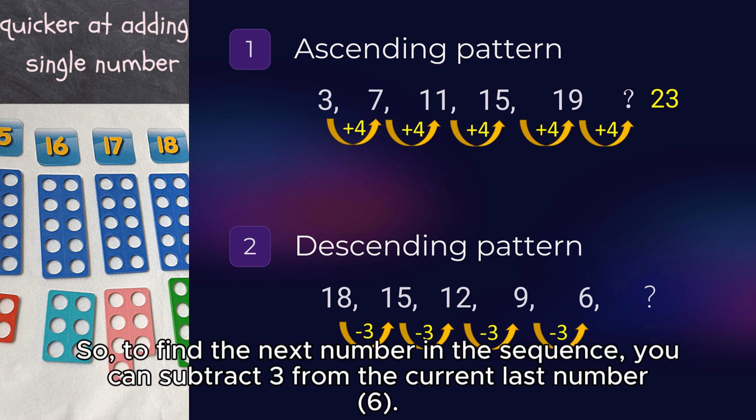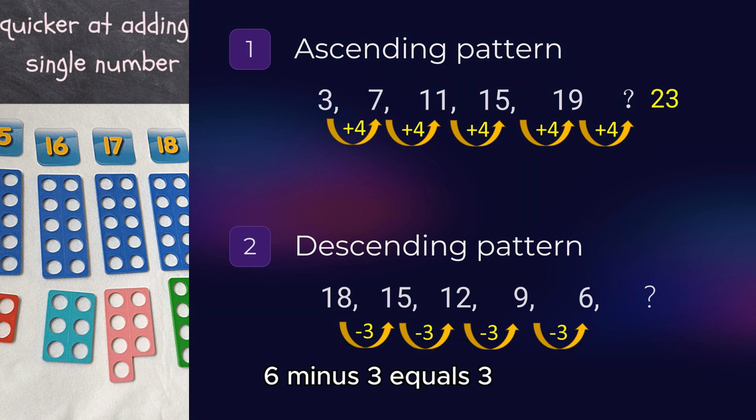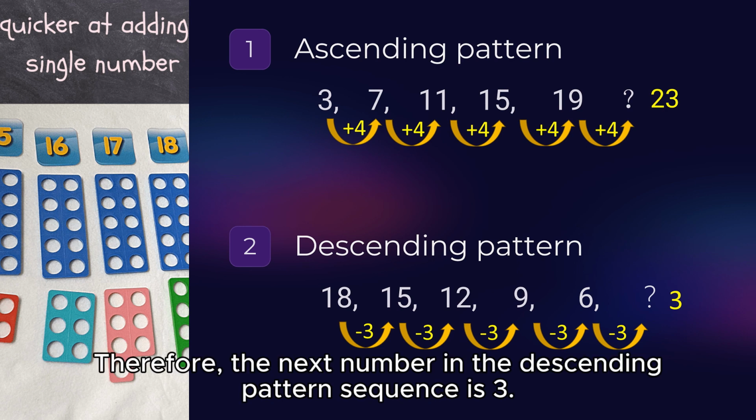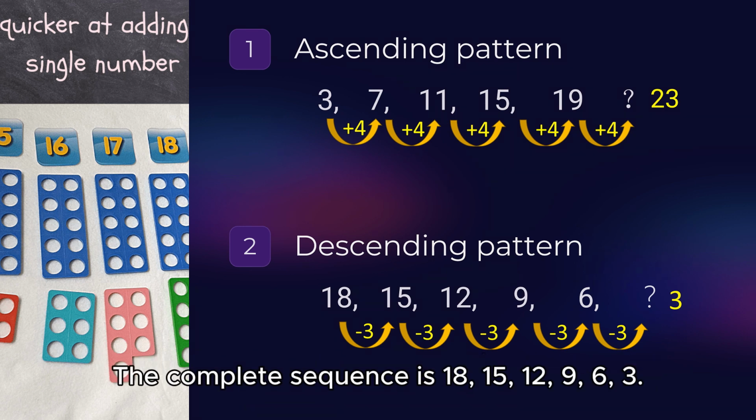So, to find the next number in the sequence, you can subtract 3 from the current last number, 6. 6 minus 3 equals 3. Therefore, the next number in the descending pattern sequence is 3. The complete sequence is 18, 15, 12, 9, 6, 3.